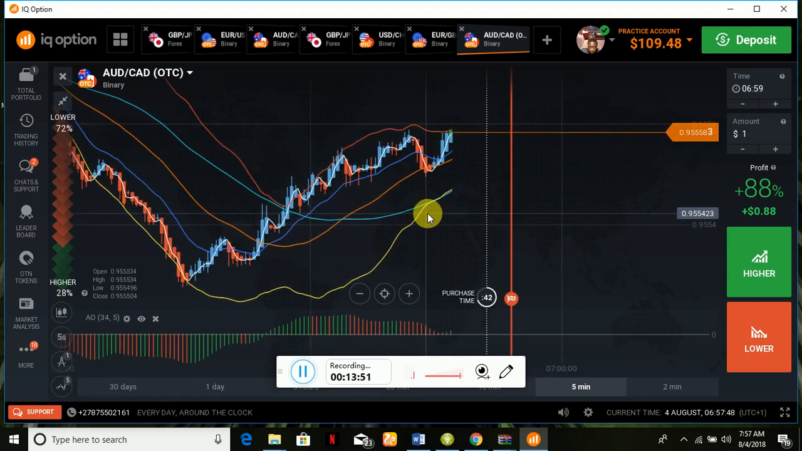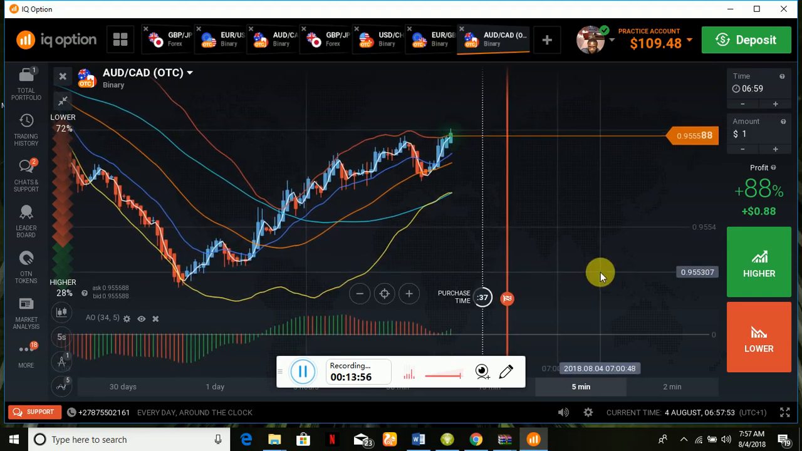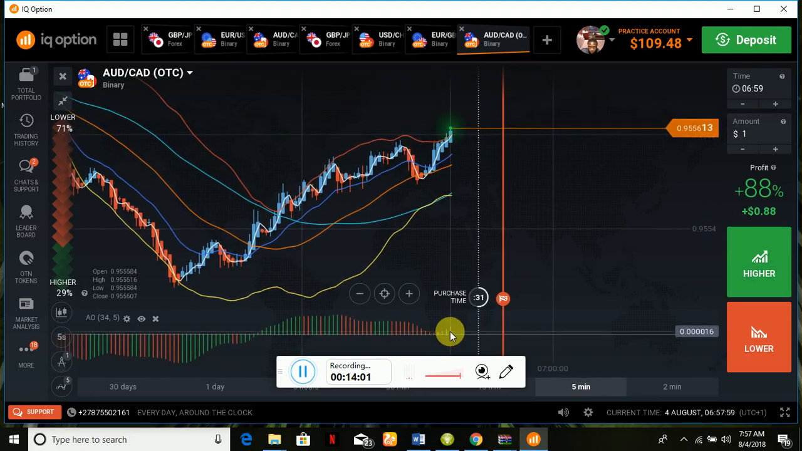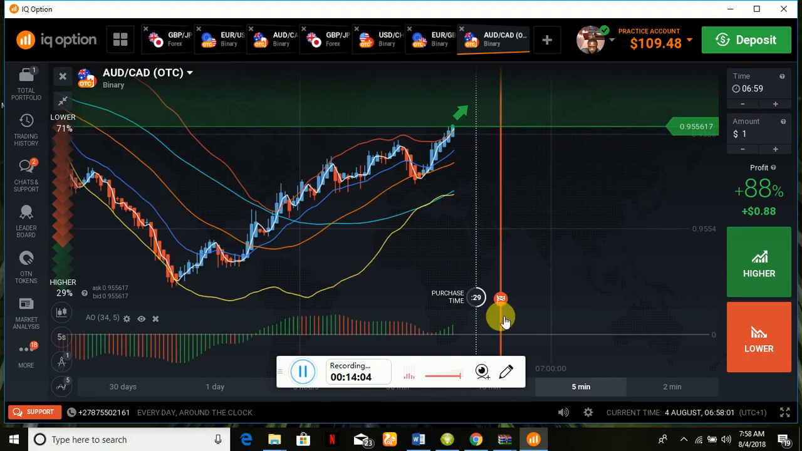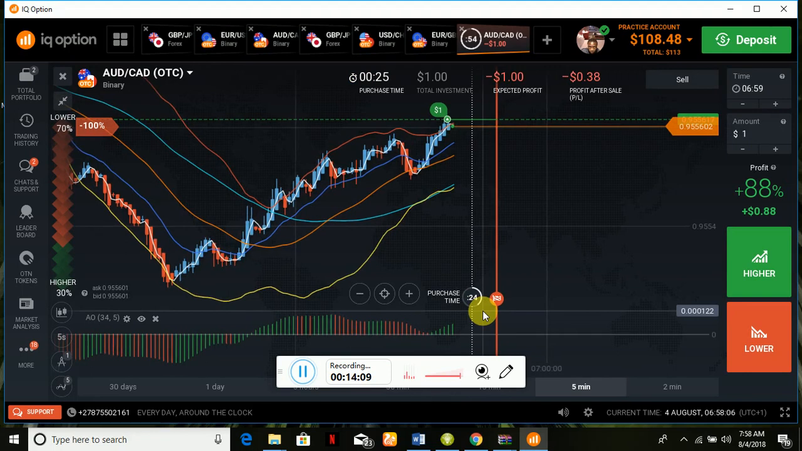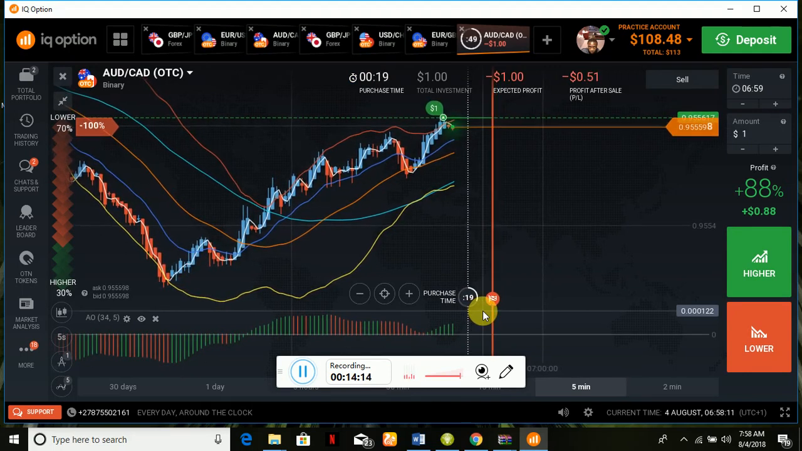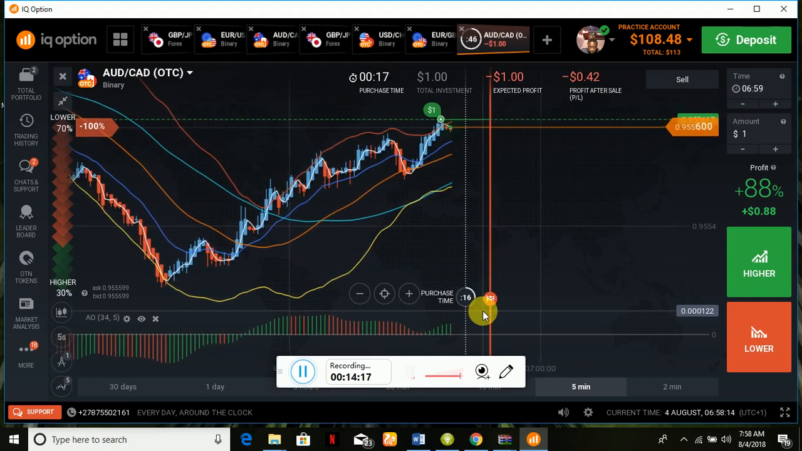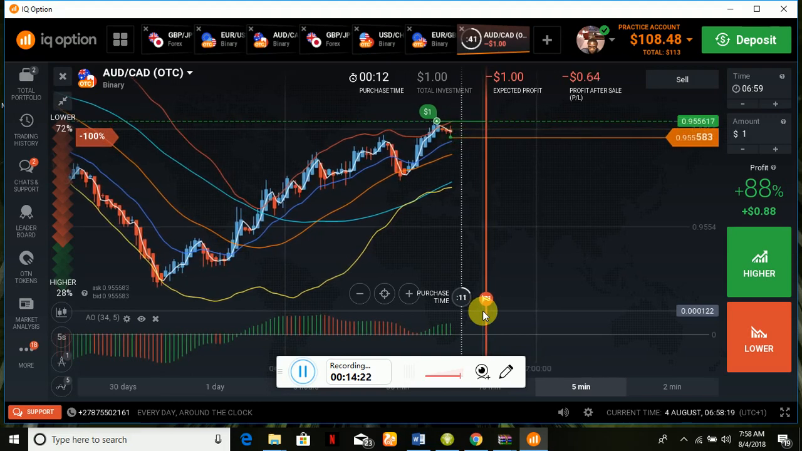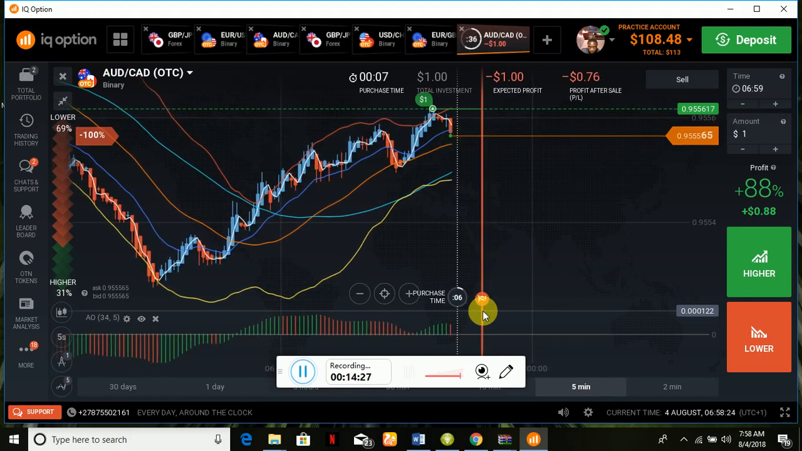But then let's get back here. As you can see, these lines have crossed here, so I'm going to buy with what? With $1, and you can see at the bottom here also. So let's say high. If I lose this trade, I will compound by 2. I'm using a demo account because this is for tuition purposes. I don't want to risk my money teaching people how to do this.